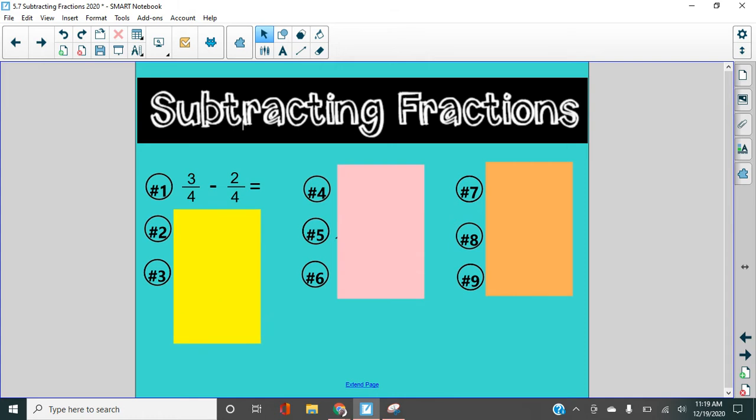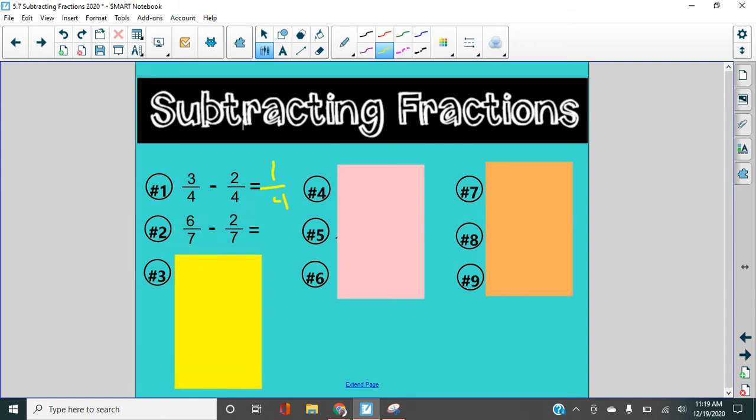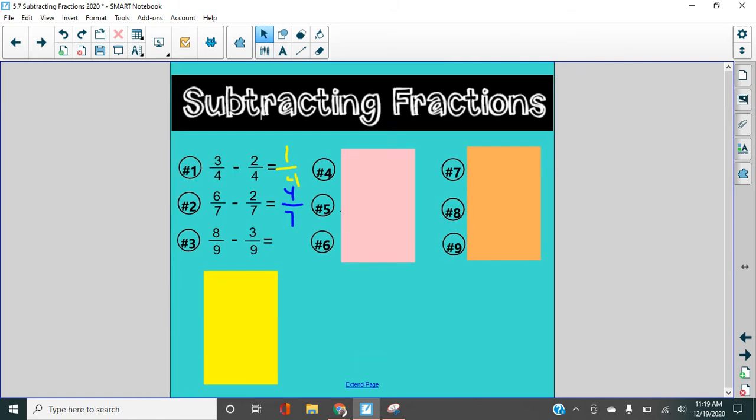If we have 3/4 minus 2/4, we would keep the denominator the same, and we would have 1/4. If we had 6/7 plus 2/7, we would use the same rule and get 4/7. If we had 8/9 minus 3/9, we would end up with 5. 8 minus 3 is 5/9. All right, simple enough. Let's have you do some.